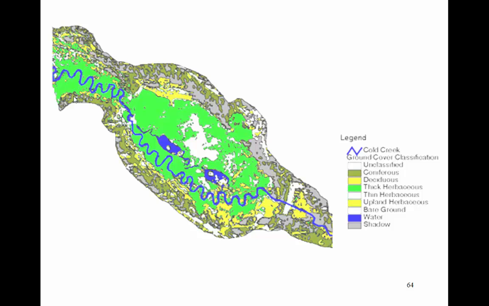So coniferous trees, deciduous trees, thick herbaceous trees, and so on, are types of tree. Actually, they're types of ground, because we have bare ground, we have water, and we have shadow. What does shadow mean on that?